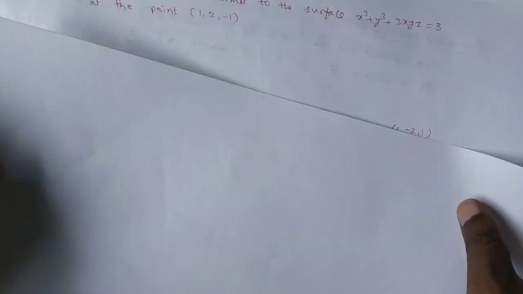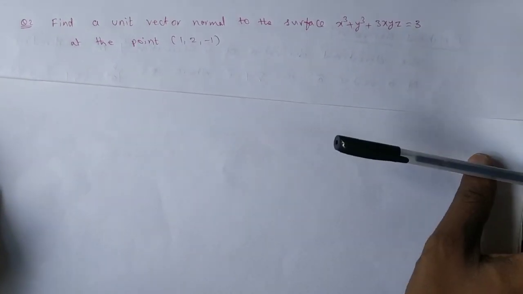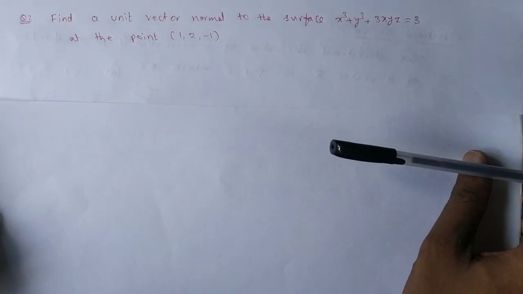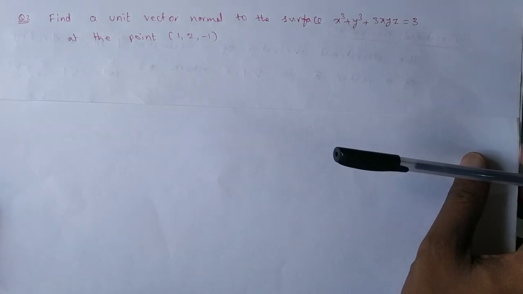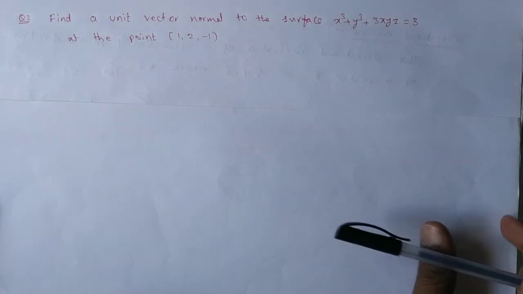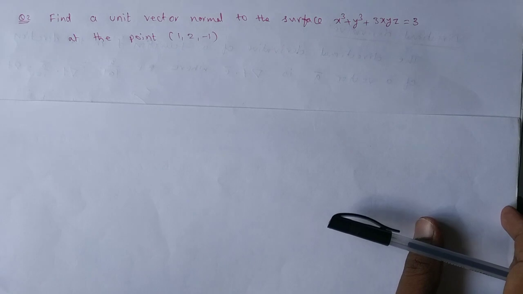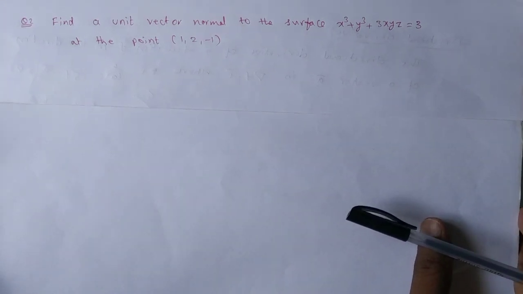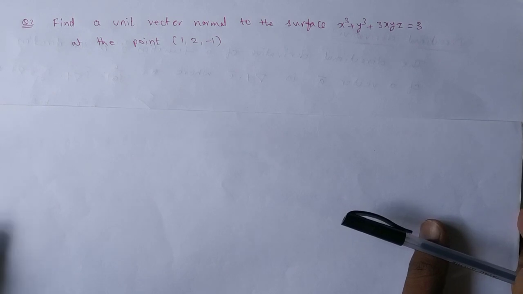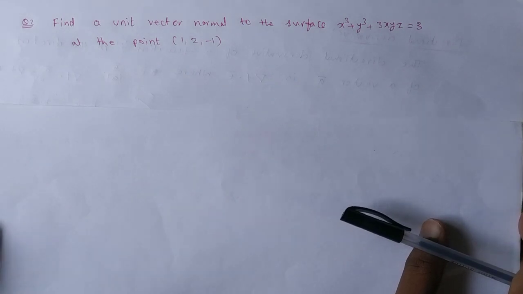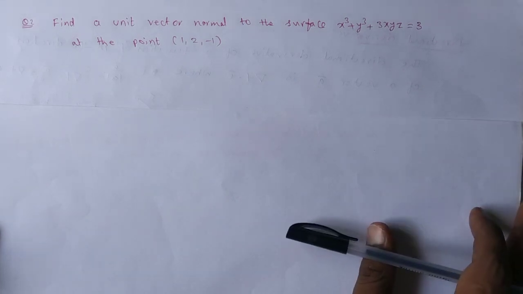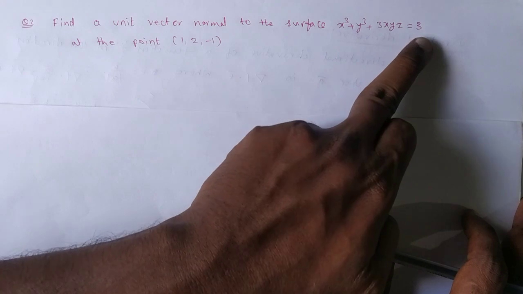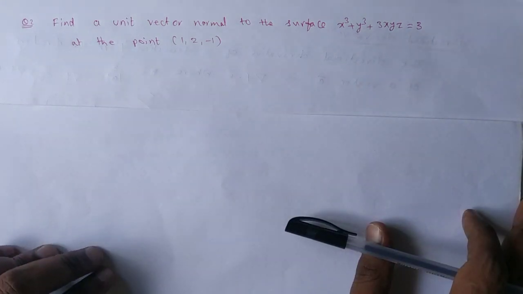The problem is: find the unit normal to the surface x cube plus y cube plus 3xyz equal to 3 at the point 1, 2, minus 1. You already know that gradient of f gives the normal to the surface f equal to c. So I can find the normal to the surface of this function f equal to some constant c by taking the gradient of f.